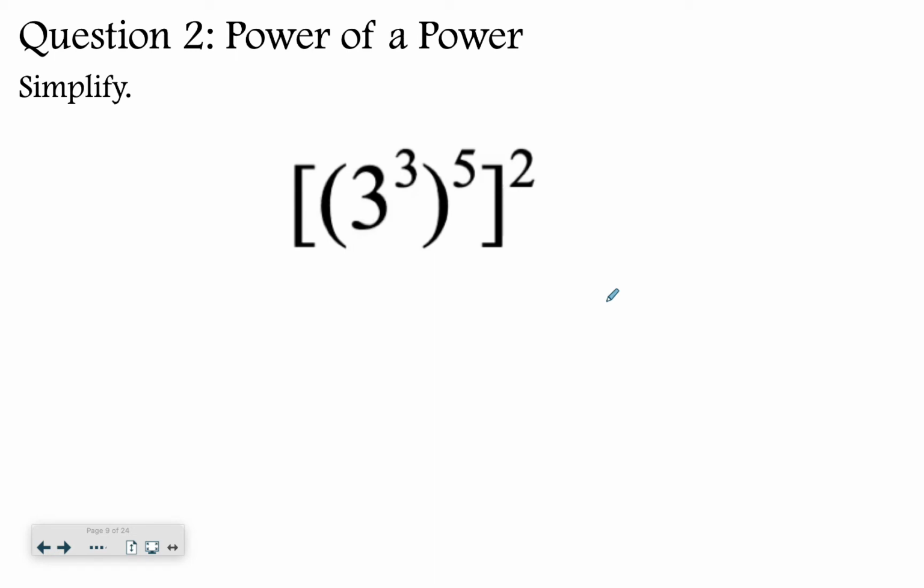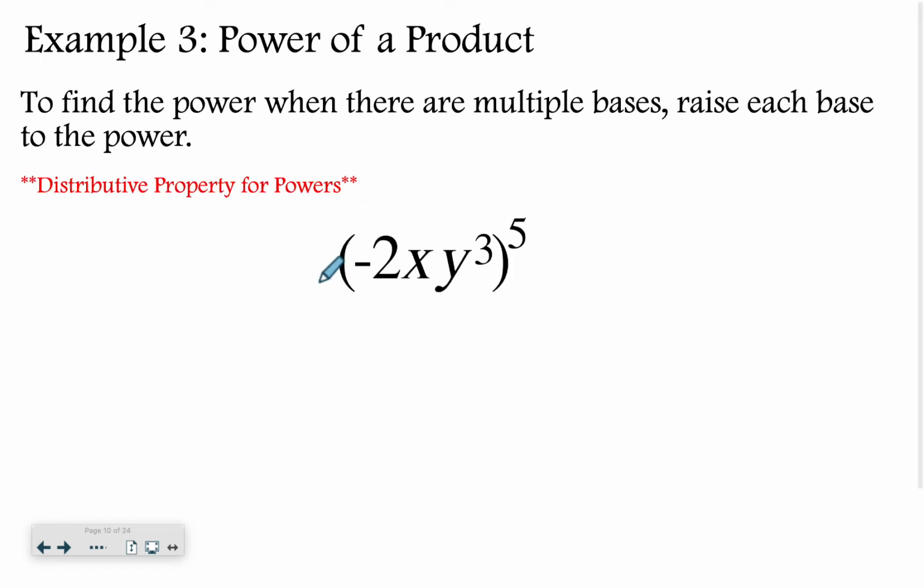Good luck. All right, for this problem, hopefully you said 3 times 5 is 15, times 2 is 30, and then if you plugged 3 to the 30th power in on your calculator, you got one of those examples where you got a decimal number with an E. So too big to actually write out, so you can leave your answer like this. So 3 to the 30th power. All right, moving on to our next rule.